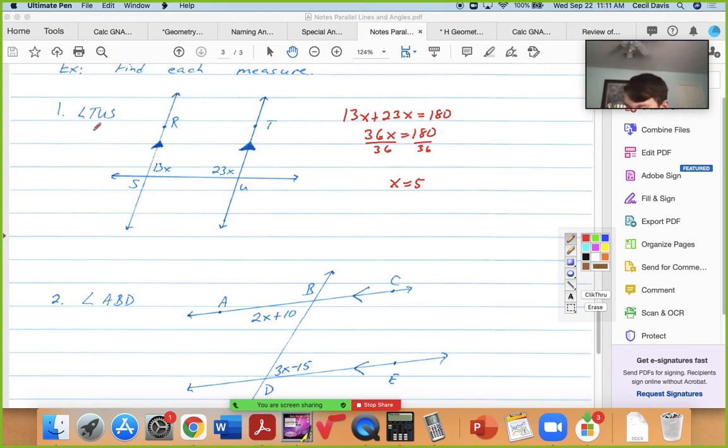It asked me to find the measure of angle TUS. Well, that's this angle. So the measure of angle TUS is 23 times 5. It's 115 degrees. Okay, let's move on to the next one then.